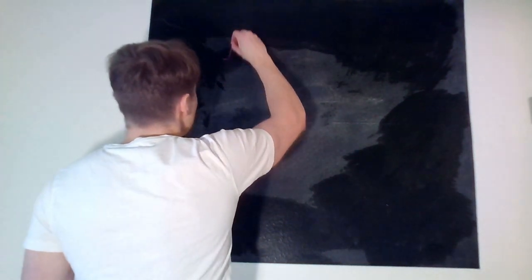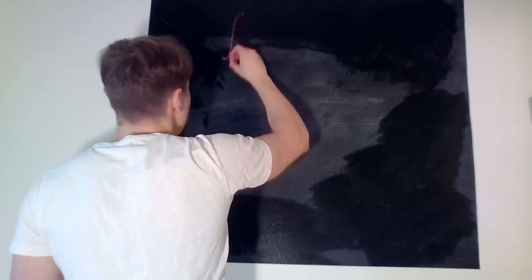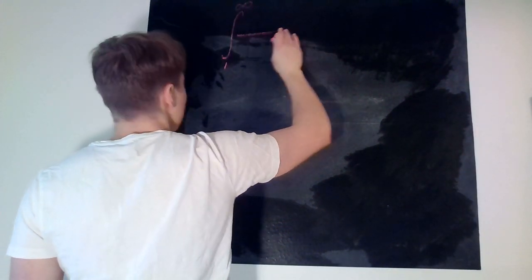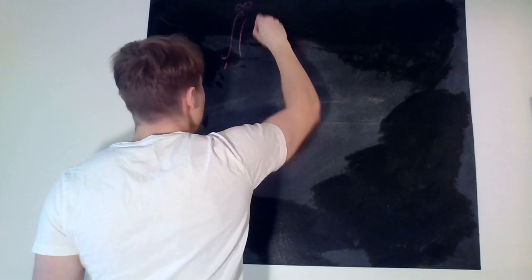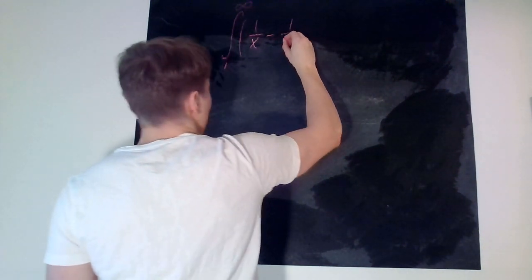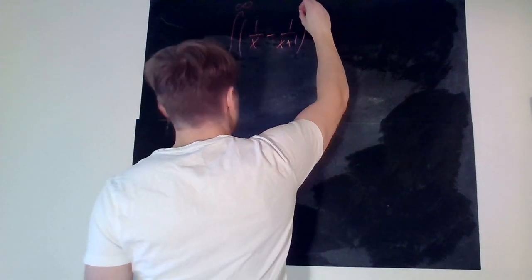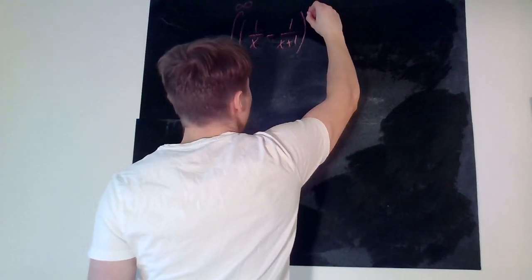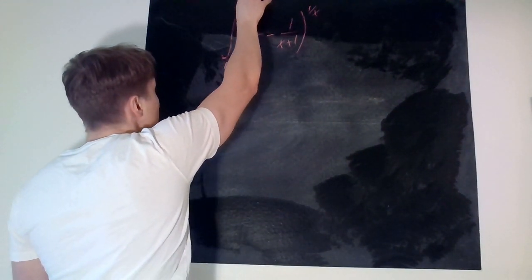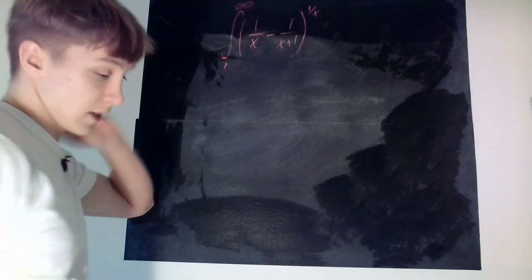So the first one is decide if the improper integrals converge or diverge. So we have the integral from 1 to infinity of (1 over x minus 1 over x plus 1) to the power of 1 over x. Can you see? Maybe, kind of. Okay, so sorry, the integral from 1 to infinity of this thing here.